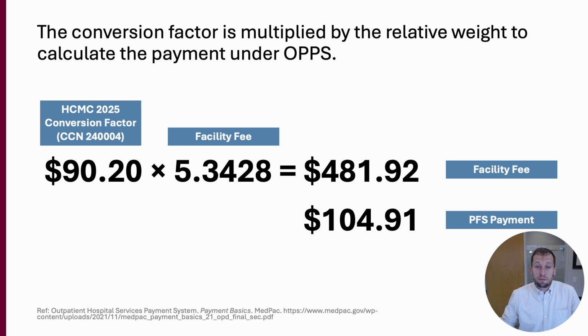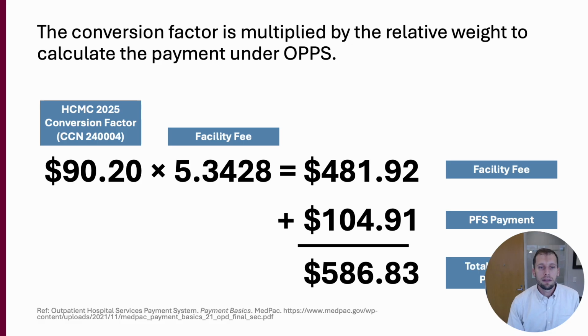So what is the hospital going to receive from Medicare for this procedure? They will get a total of $586.83. So the $481.92 for the facility fee and the $104.91 for basically the professional services of the provider in this case. Okay, so there you go.